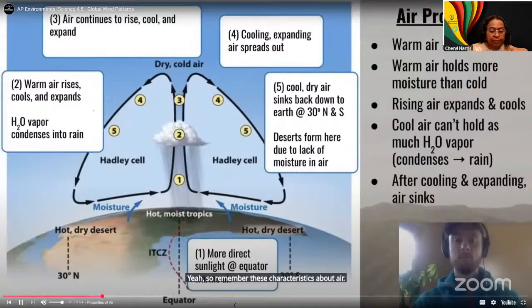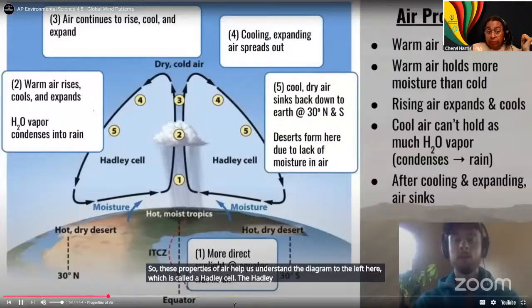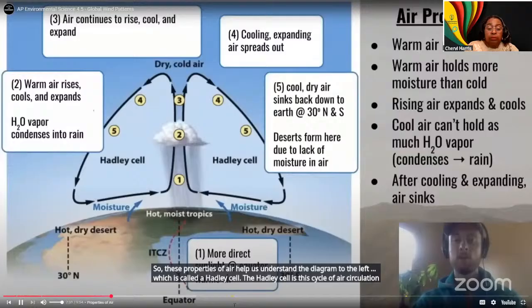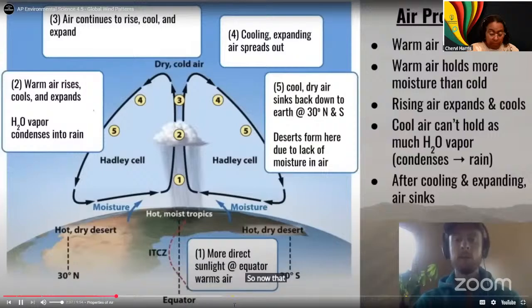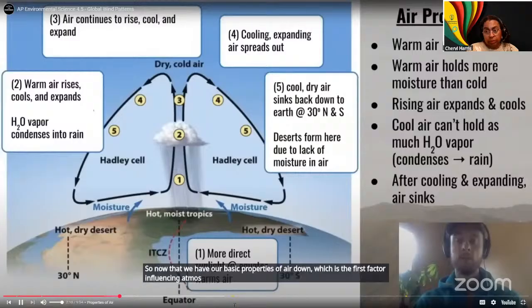So these properties of air help us understand the diagram to the left here, which is called a Hadley cell. The Hadley cell is this cycle of air circulation between 0 degrees and 30 degrees, and it's largely responsible for our global wind patterns on Earth. So now that we have our basic properties of air down, which is the first factor influencing atmospheric circulation, now we're going to introduce the second factor, which is energy from the sun.